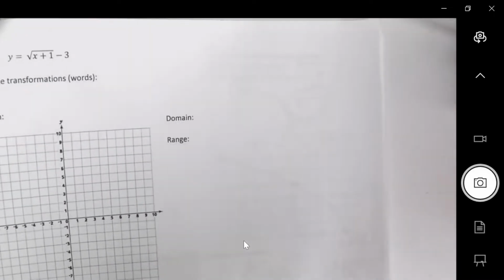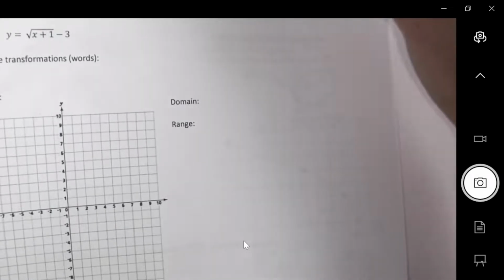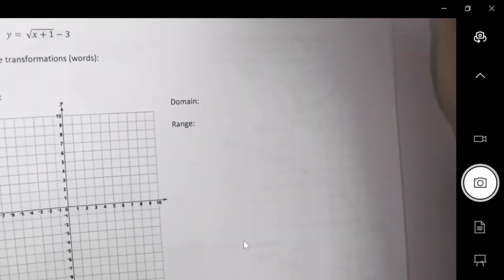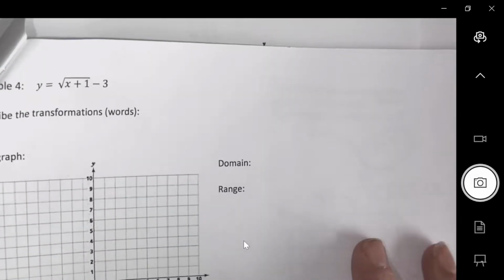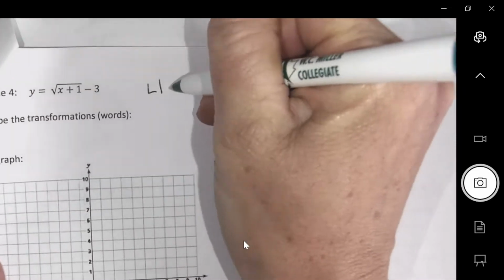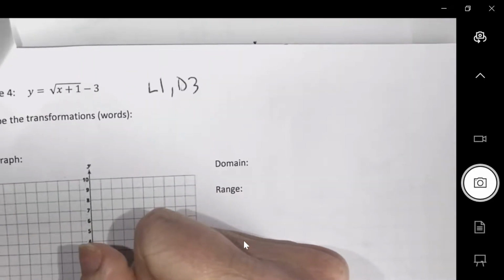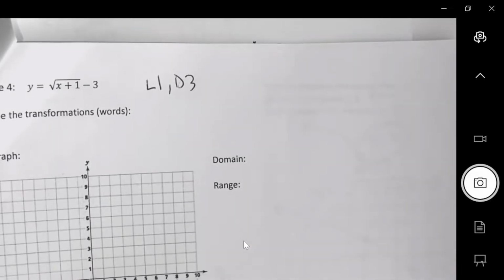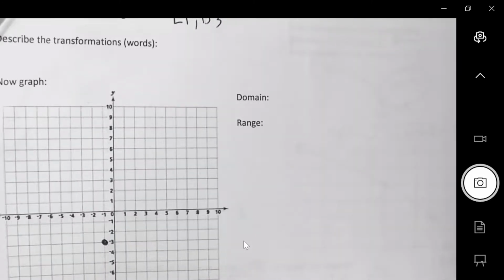Okay, let's graph this. So what do I know? The first thing is, do I have any C's or D's? I do. Which way have I moved? Left 1, down 3. So there is my starter. Left 1, down 3 is the starting point of this.